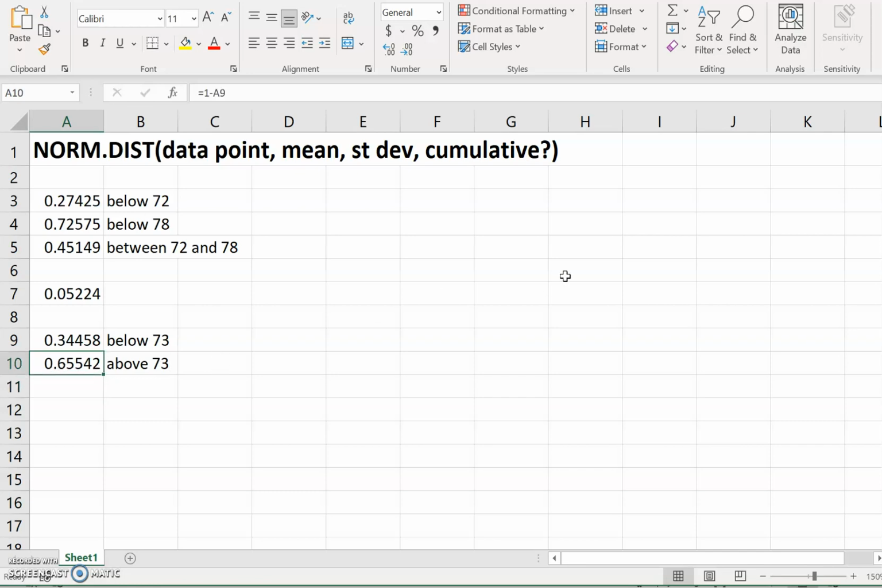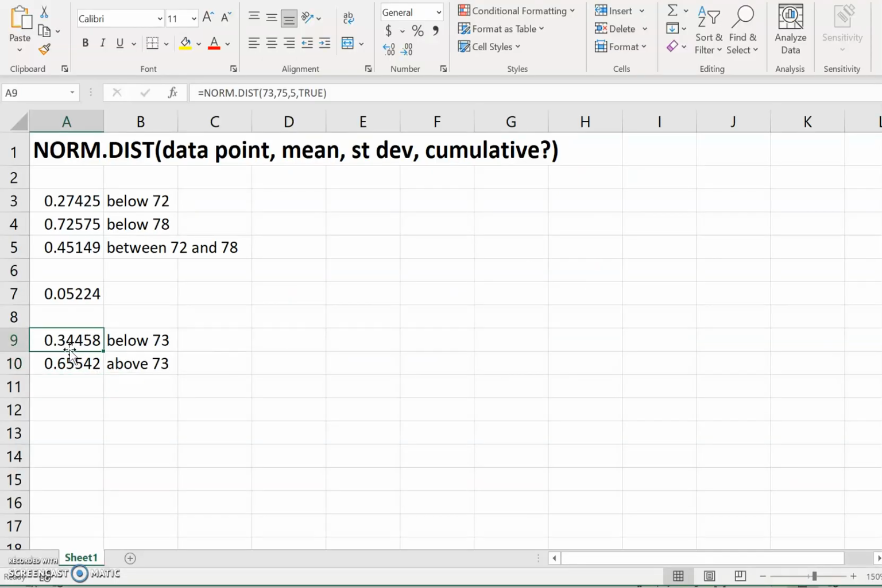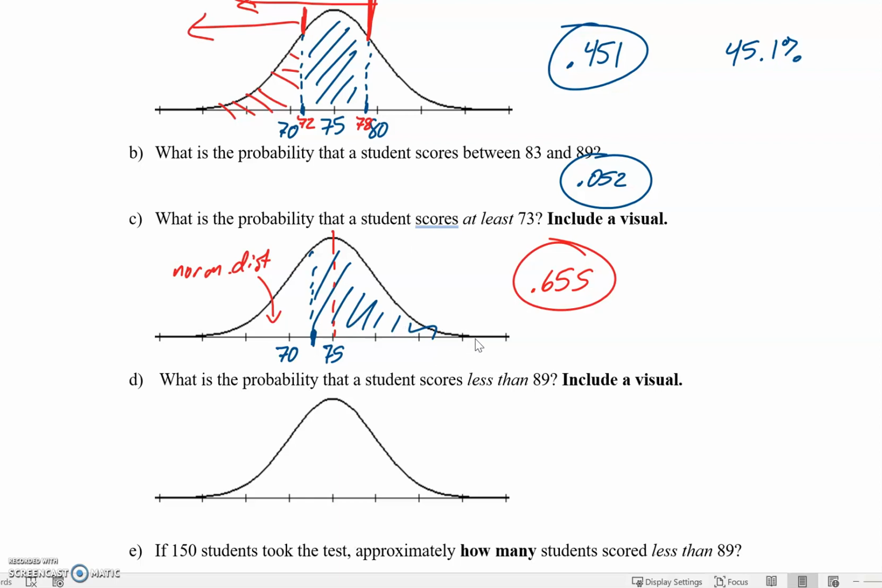So we get 0.655, I will say. And it should line up with our answer. So if we get 0.655 and we look at our visual, half of the data would be above 75, and we see we've got a little extra amount shaded. So we should definitely have an answer greater than 0.5. Sure enough, we do. So if we forgot to do the 1 minus part of this, and we got the regular value for norm.dist, that was 0.34458, we'd say, hey, wait a minute, that doesn't seem right. I've got more than half of this shaded. So sometimes it can be helpful to have these visuals. That's why I've been saying, hey, this is helpful for yourself here.